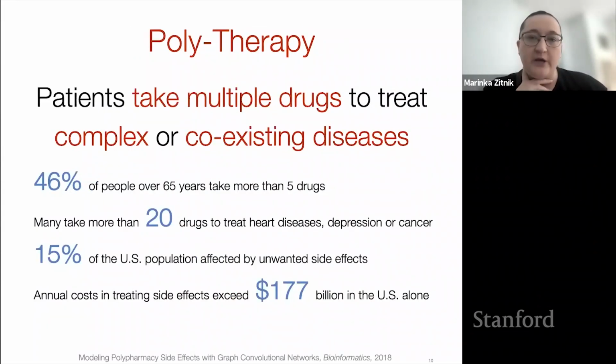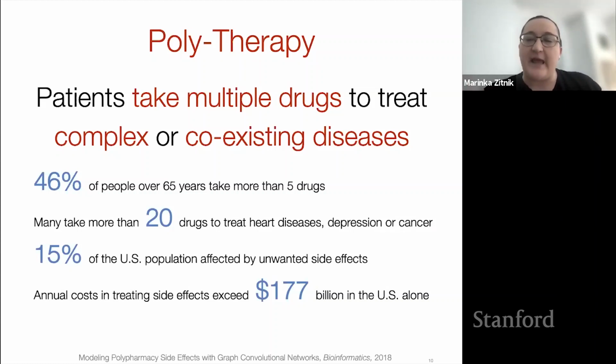So this work is really motivated by the problem that is known as polytherapy, sometimes also called polypharmacy. It refers to the situation where patients take multiple drugs at the same time to treat complex or coexisting disease. This is a problem that is very common, actually. 46% of people over 65 years take more than 5 drugs that are prescribed to them by the doctor at the same time. It's not uncommon to encounter patients that take more than 20 drugs to treat heart diseases, depression, cancer, or some other complex disease.